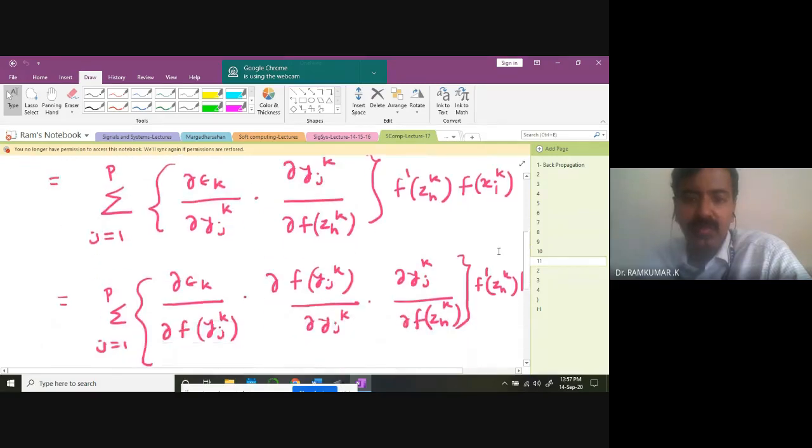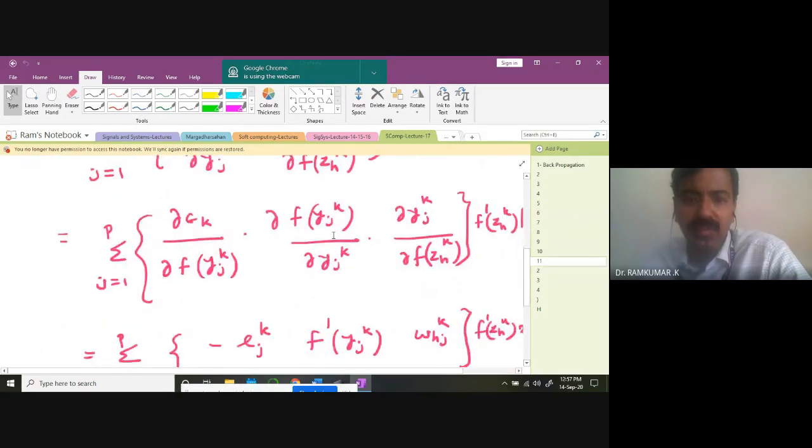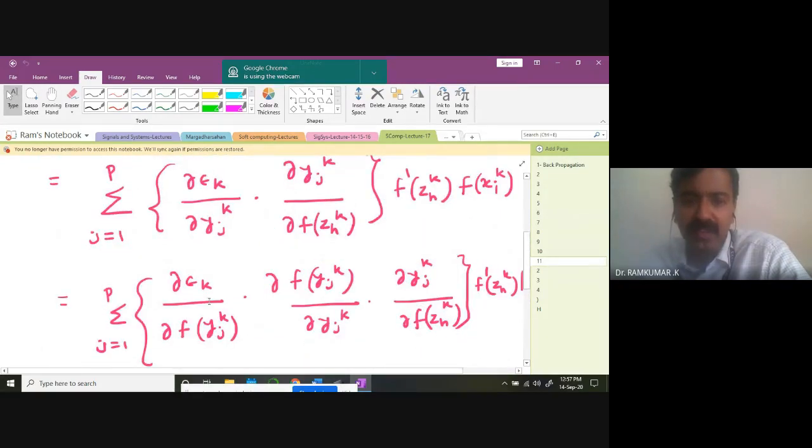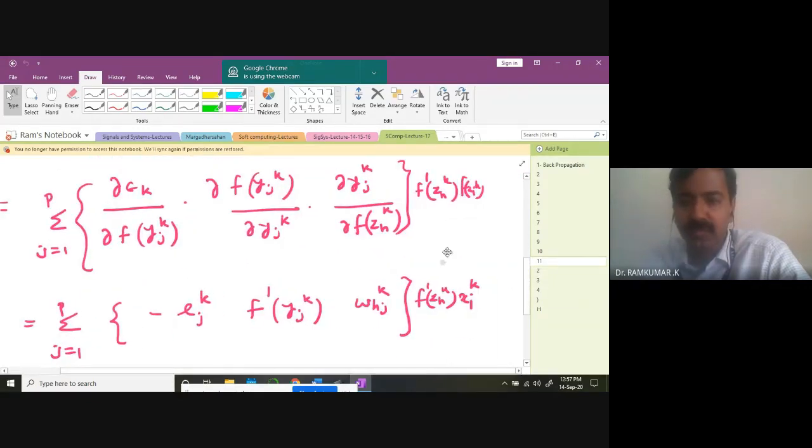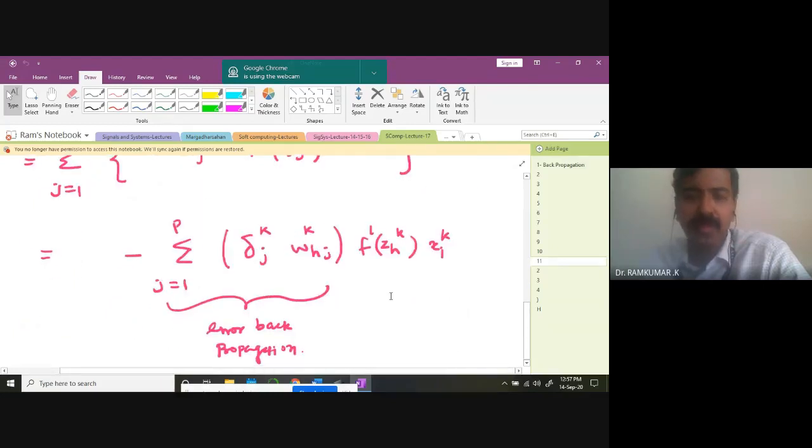So this is a term. This in fact we already computed from the previous layer. That's what I'm putting here again. So minus EKJ, f dash of YJK, WHJK, and along with that, these two terms are also there. The entire term is now represented. This is called the error back propagation.